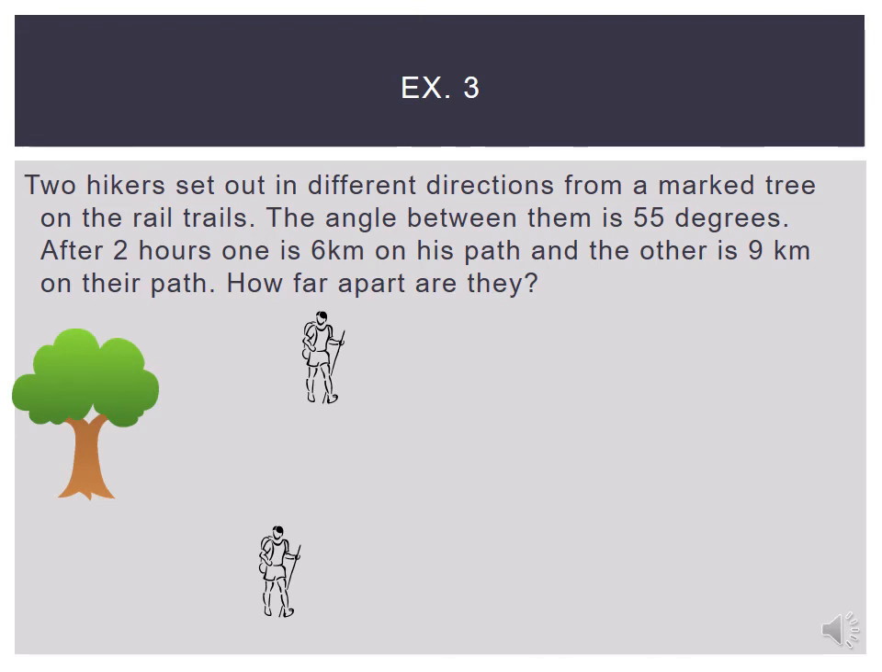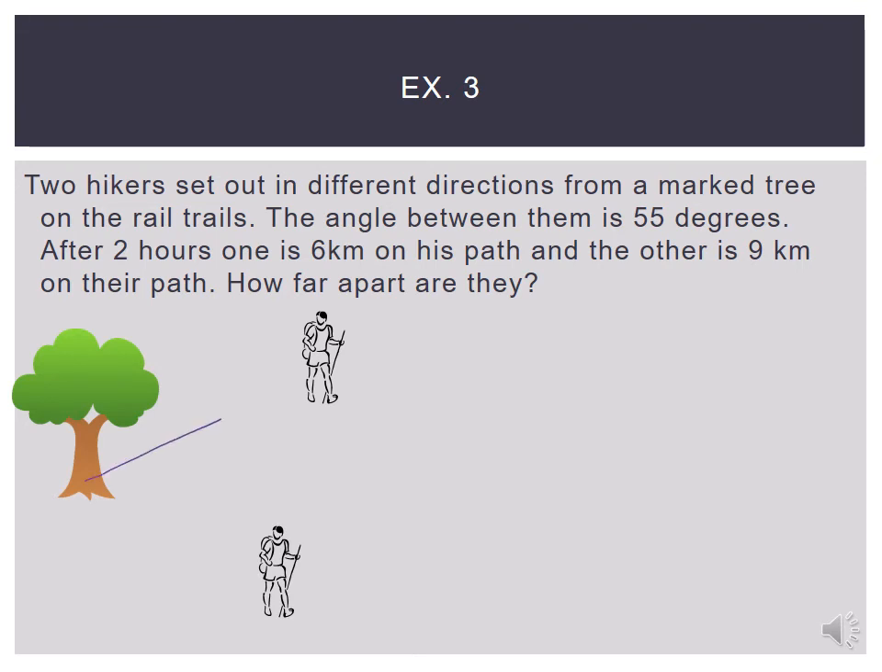So the question reads, two hikers set out in different directions from a marked tree on the rail trails. The angle between them is 55 degrees. After 2 hours, one is 6 kilometers on his path and the other is 9 kilometers on their path. How far apart are they?